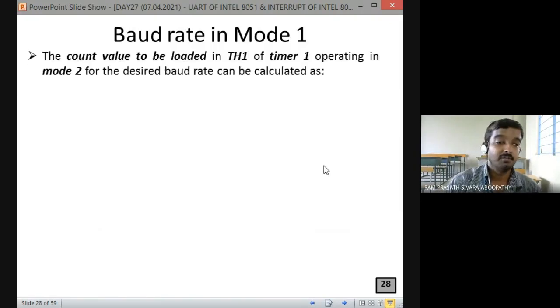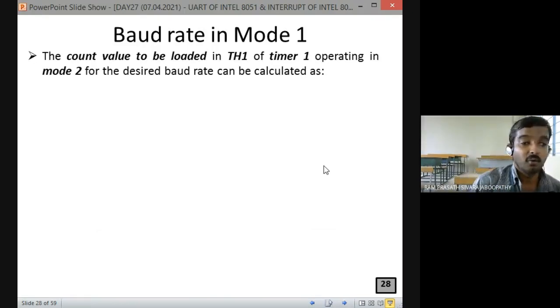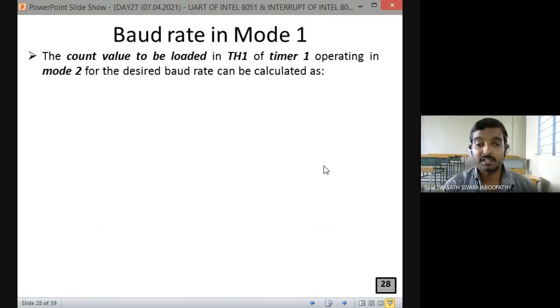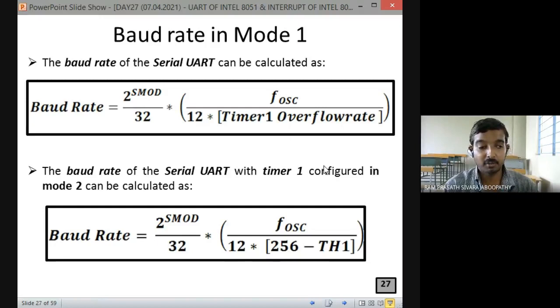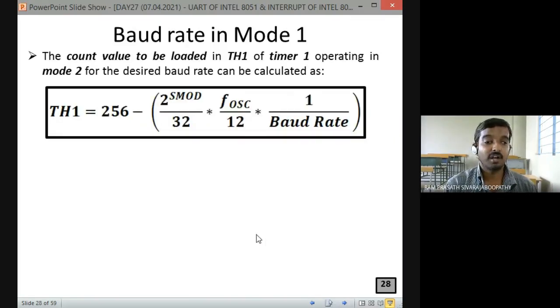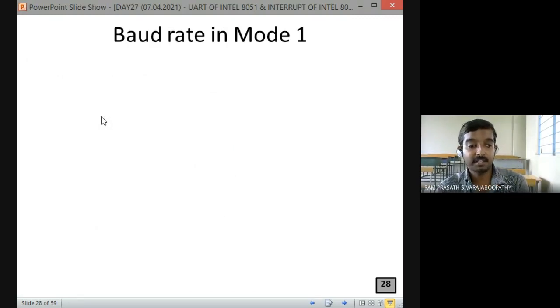Okay. Now, we can have an example. The count value could be loaded in TH1. In the formula, we will derive baud rate. Correct? So, what must be the value of TH1 for the specified baud rate? So, the formula could be altered. Yes? The formula will be rearranged. Correct?